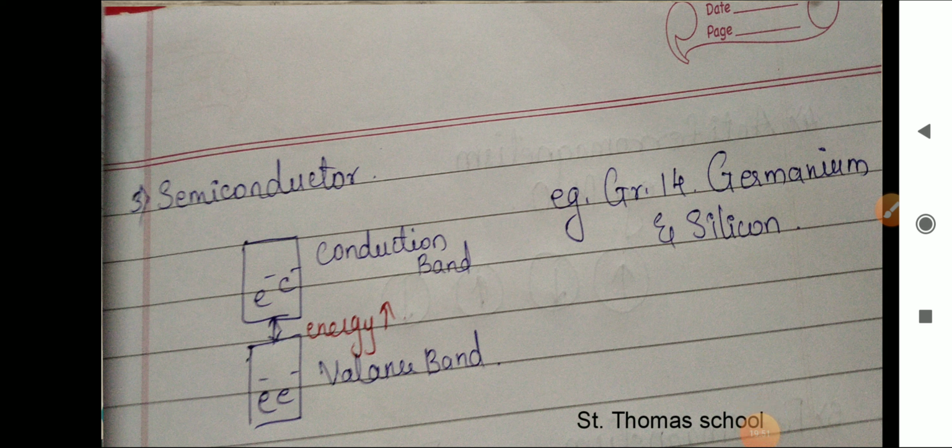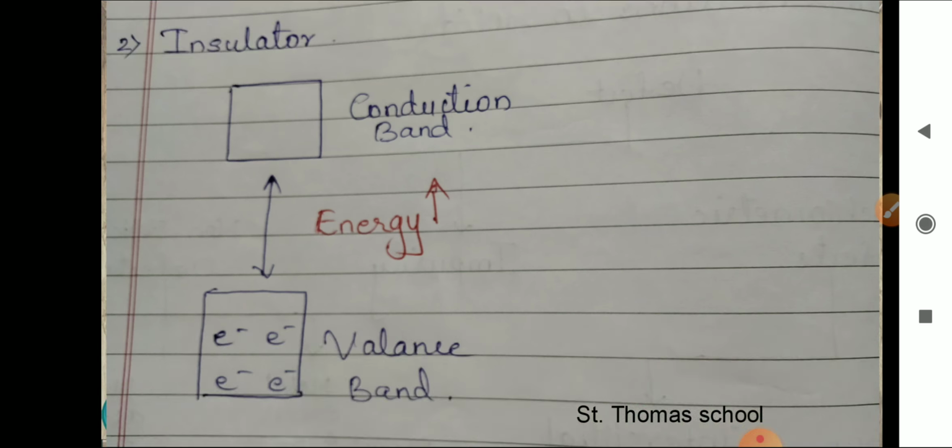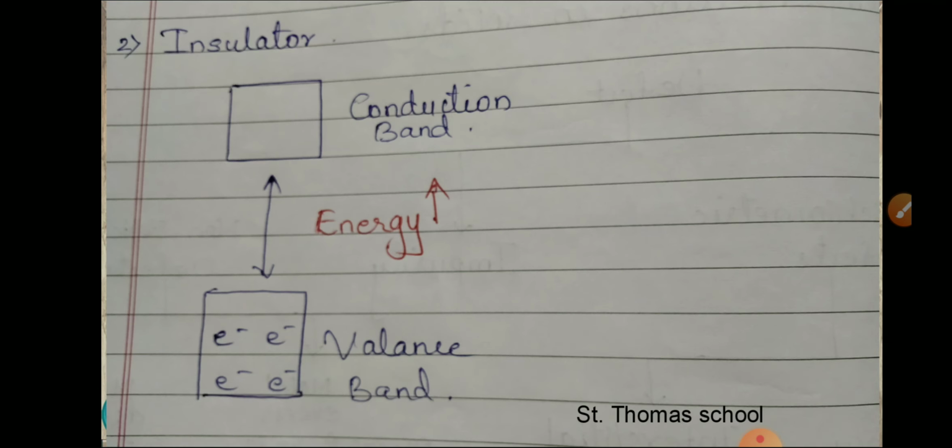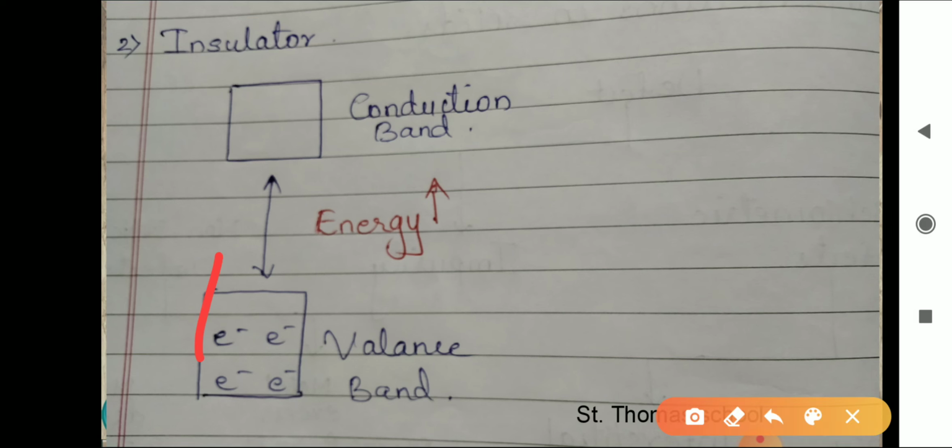Next is semiconductor. In this you can see the conduction band and the valence band, the energy difference is very less. So basically, if they get a small amount of energy, or heat, or you can call it temperature, then this electron will jump up to the conduction band. Then it will conduct electricity. When the electron goes from the valence band to the conduction band, only then will it conduct electricity.